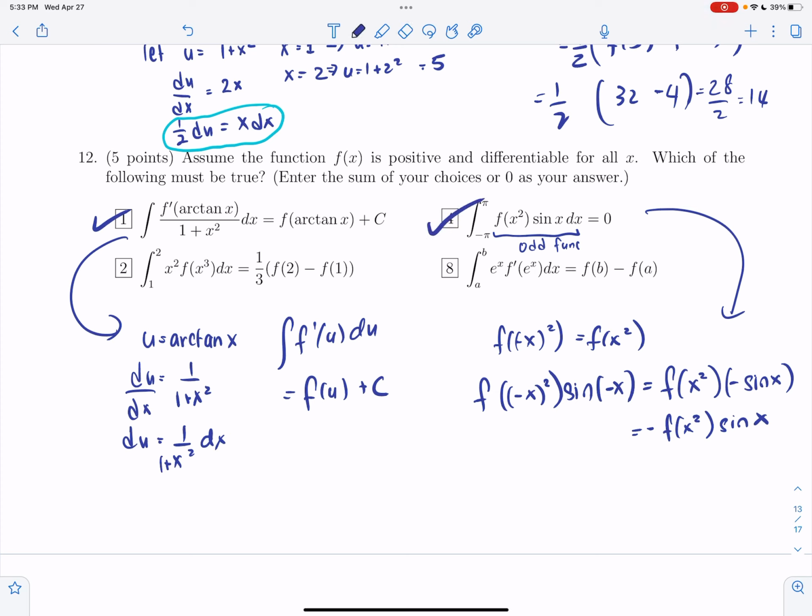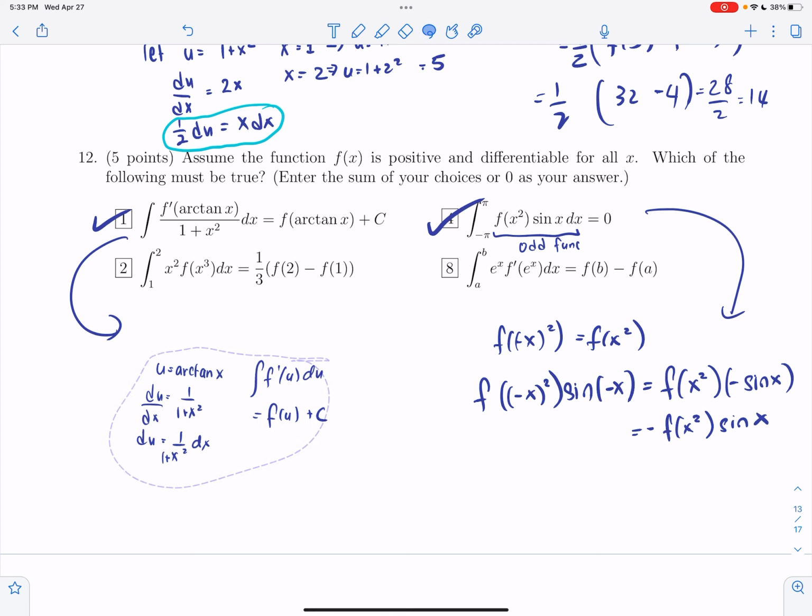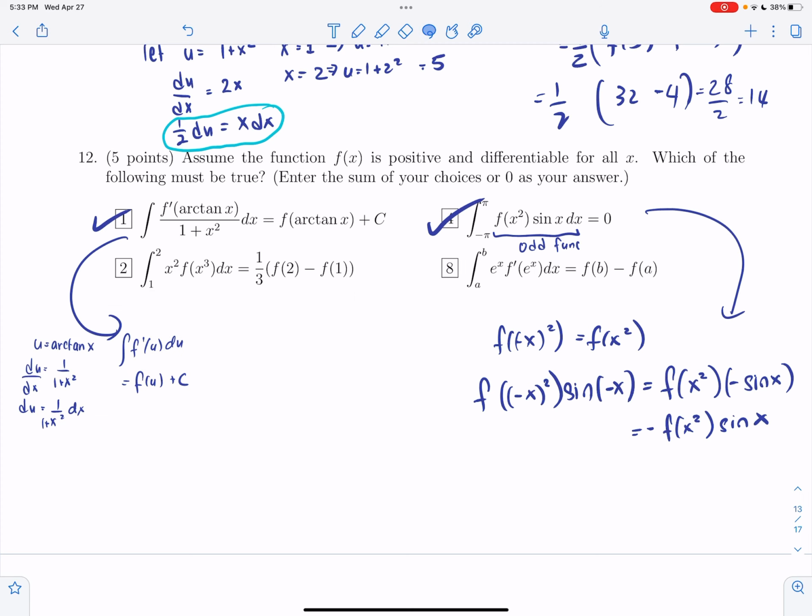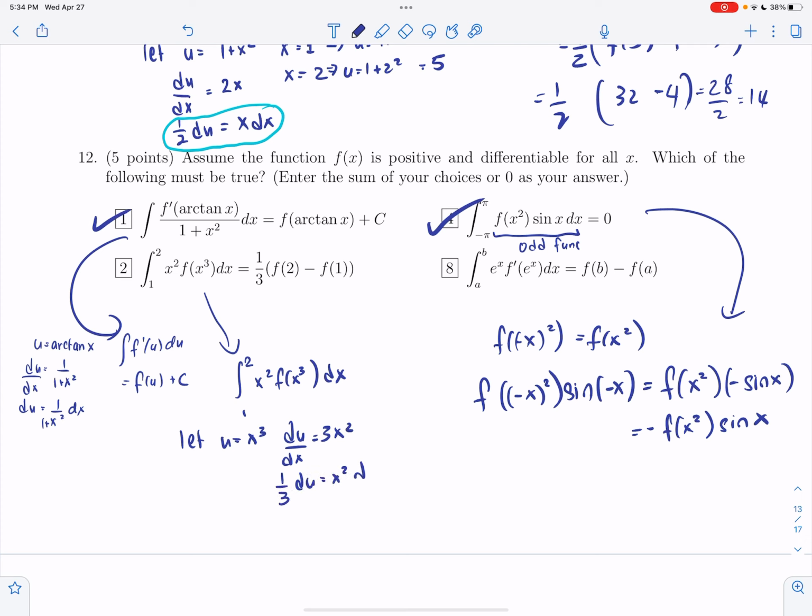All right. So now let's look at this one. Once again, in the integral I see x cubed and x squared. The derivative of x cubed is x squared, so I will look at this integral. Let u equal x cubed. du dx is 3x squared. I just have an x squared, so 1/3 du is x squared dx.